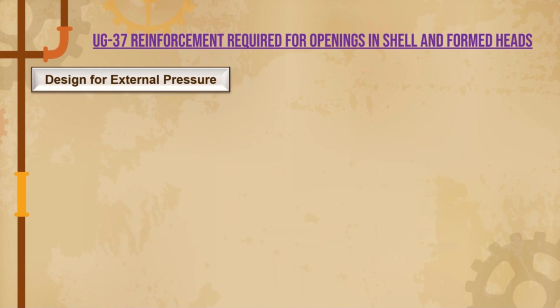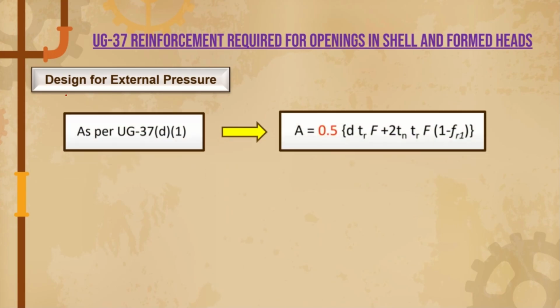So up to here, this is the required area for the internal pressure case. What about the external pressure case? Let's try to understand this formula. If you refer to UG-37(d)(1), you will get a formula: A is equal to 0.5 into d into tr into F plus 2 into t into tr into F into (1 minus fr1). So this is the extra term added here, 0.5. Apart from this, all are the same.